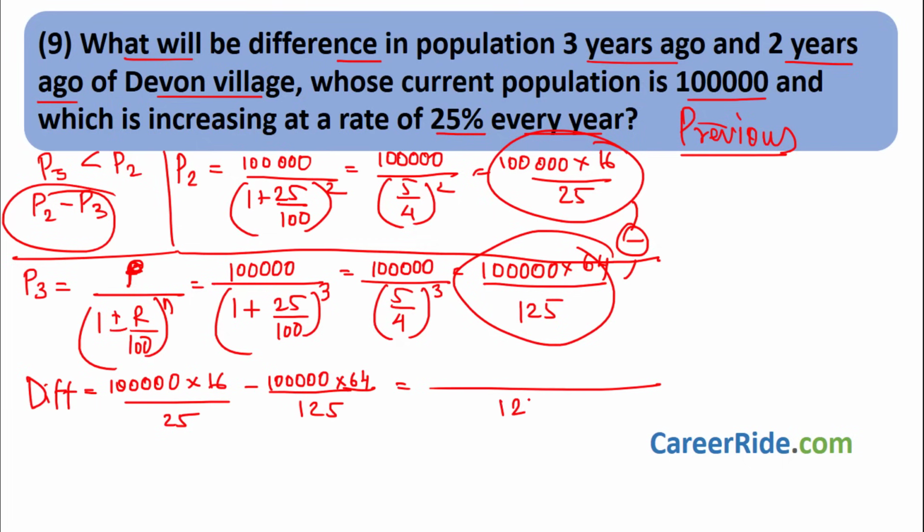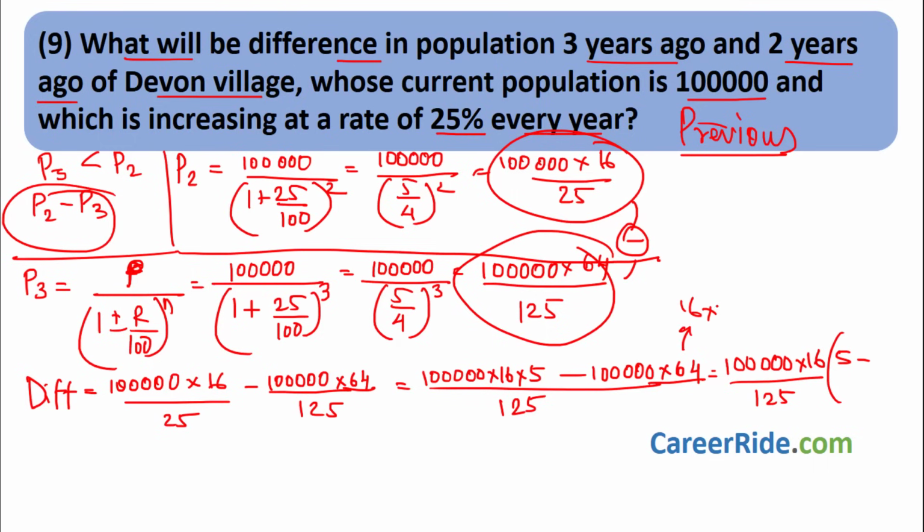Here the LCM would be 125. Okay, LCM is 125. What do we get over here? 25 multiplied by 16, this into 5, 25 into 5 is 125. So we multiply this by 5, minus this as it is, multiplied by 64. Now what will we do? We will just take 1 lakh into 16 as common. What we will get? We will get 1 lakh multiplied by 16 as common, divided by 125. From here 16 has gone, 5 remains. 64 is 16 into 4, so 16 gone. What remains is 4, right?